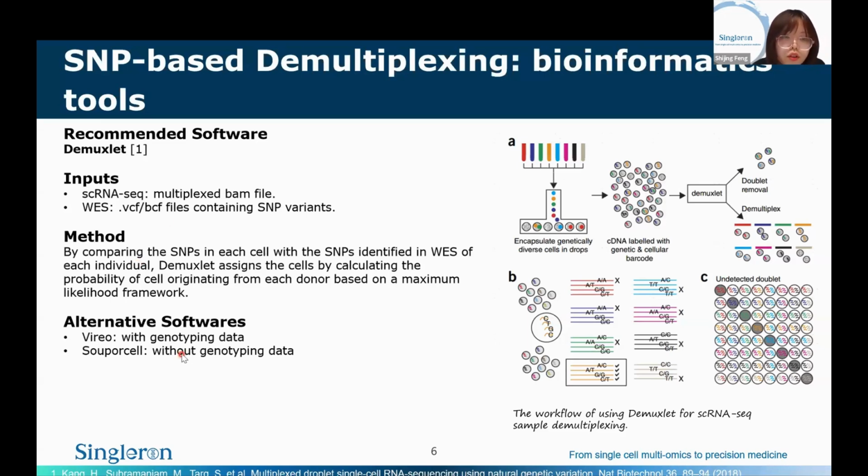There are also some other software available, for example Vireo. This is very similar to Demultiplexing, which also uses the genotyping data for demultiplexing. And there is one called Souporcell. By using this software, you don't have to use the genotyping data. This software will simply cluster the cells into different clusters based on the SNPs called from single cells. In the later part, we'll also compare Demultiplexing with these two software.